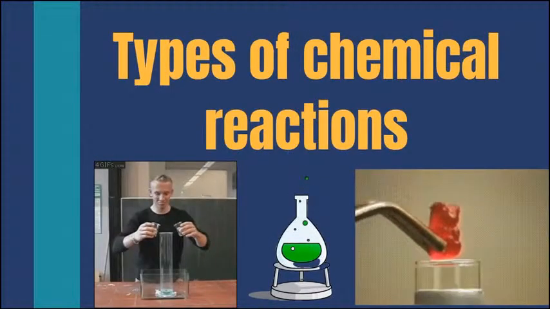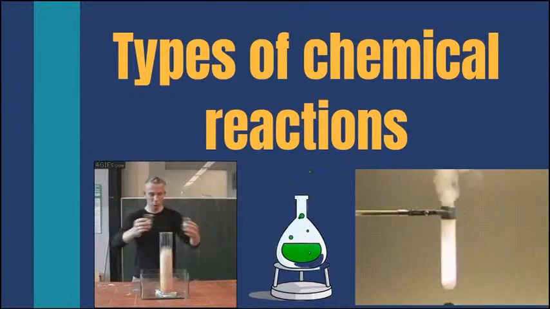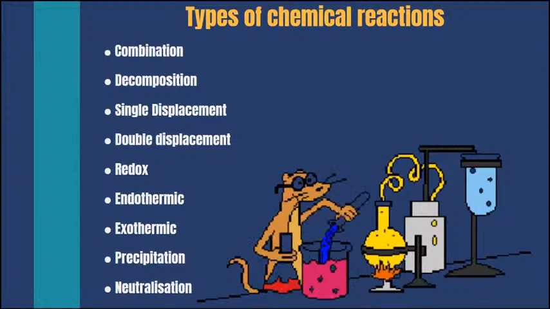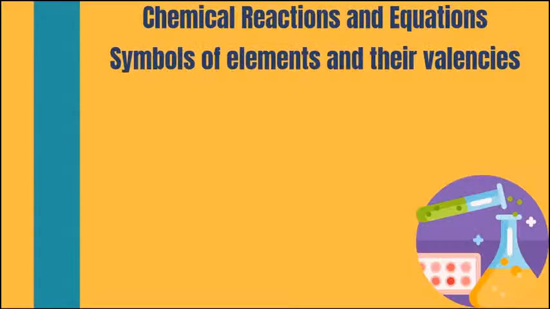Okay, now let's see what are the different types of chemical reactions that we can find. Types of chemical reactions: combination reaction, decomposition reaction, single displacement reaction, double displacement reaction, redox reaction, endothermic reaction, exothermic reaction, precipitation reaction, neutralization reaction. So these are some of the types of reactions that we have in this standard. We'll be looking at each of them deeply very soon.